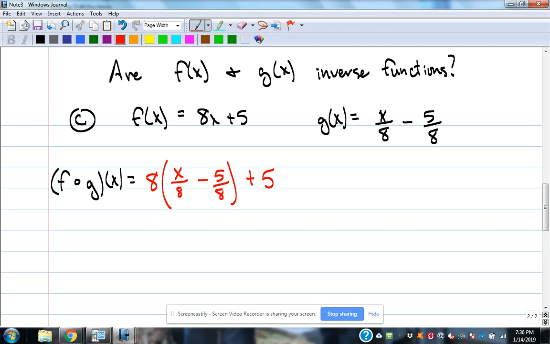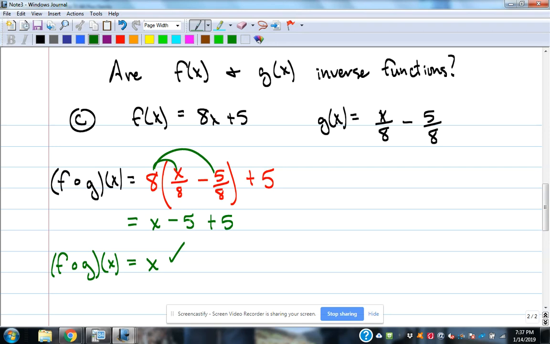So the distributive property distributes 8 to both of those pieces. 8 times x over 8 would just be x. 8 times negative 5 over 8 would be negative 5. Then we combine like terms. What's negative 5 plus 5? 0. They cancel each other out. Hey, I got x. It worked in that direction.